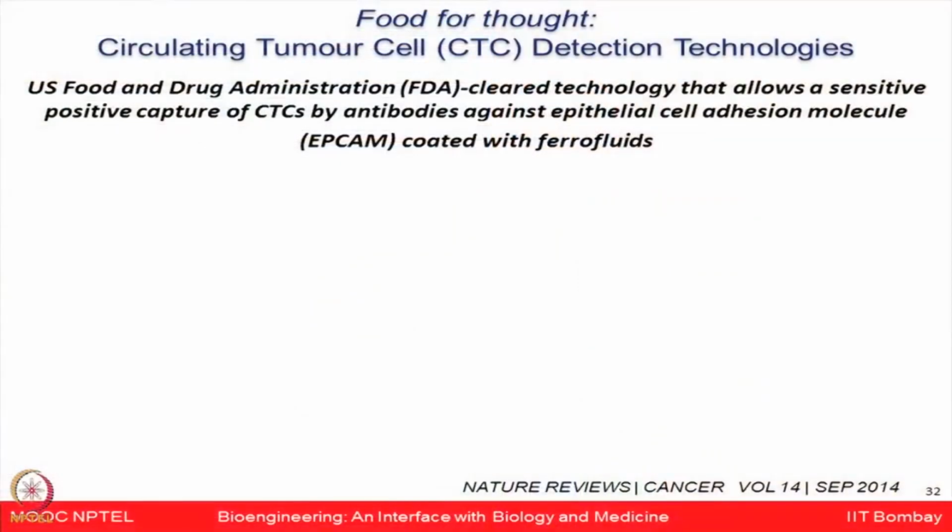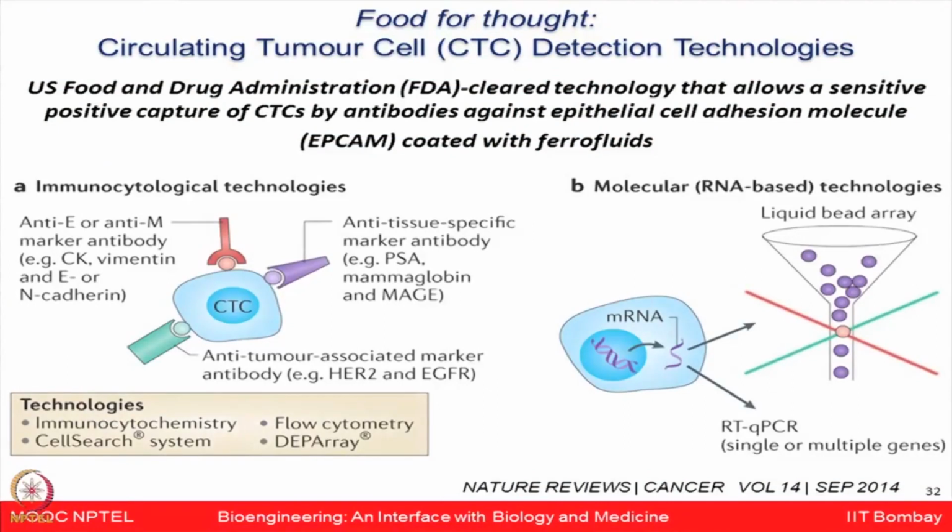Now, what is important to emphasize again is that there is so much need for you to know the basic biology, but also to implement it at the technology level. We need accurate detection technologies to detect cancer cells early. So there is a lot of emphasis on looking even at circulating tumor cells with the new detection technologies, and in the United States the Food and Drug Administration, the US FDA, has cleared some technologies which allow very sensitive capture of circulating tumor cells, using antibodies against EPCAM, the epithelial cell adhesion molecule, which are coated with certain ferrofluids.